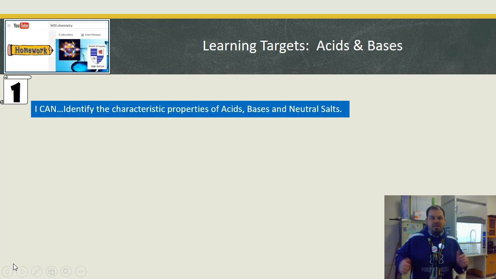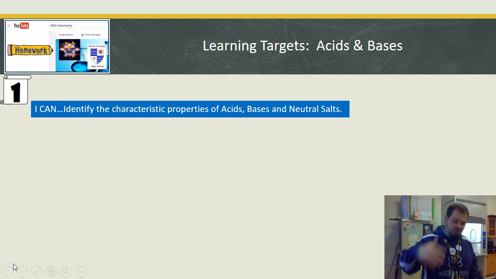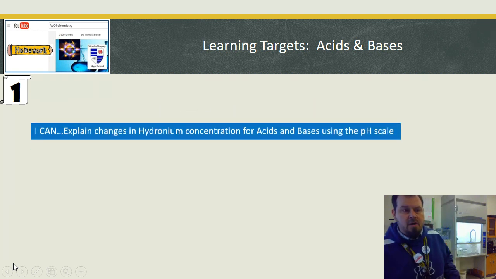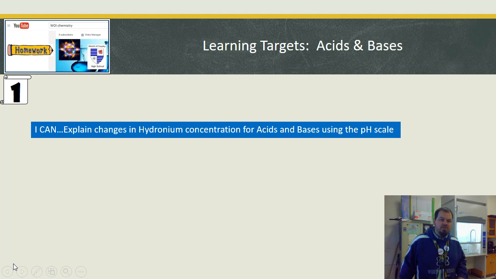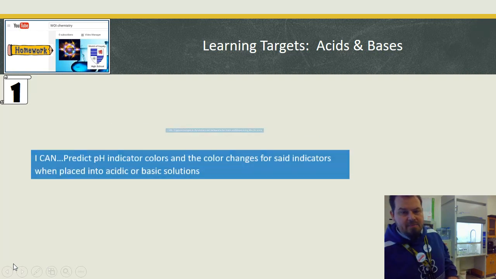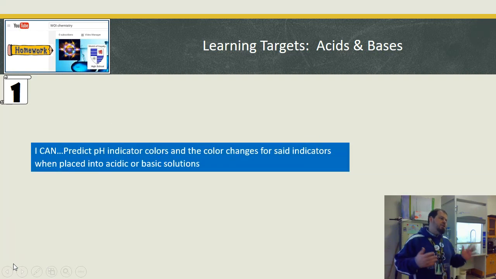I can identify the characteristic properties of acids, bases, and what we call neutral salts or ionic solids. We've talked about this in previous learning. Ionic solids are generically called salts. Explain changes in hydronium concentration, H plus, for acids and bases using the pH scale. Every time I move on that pH scale, it's going to refer to a change in H plus concentration.